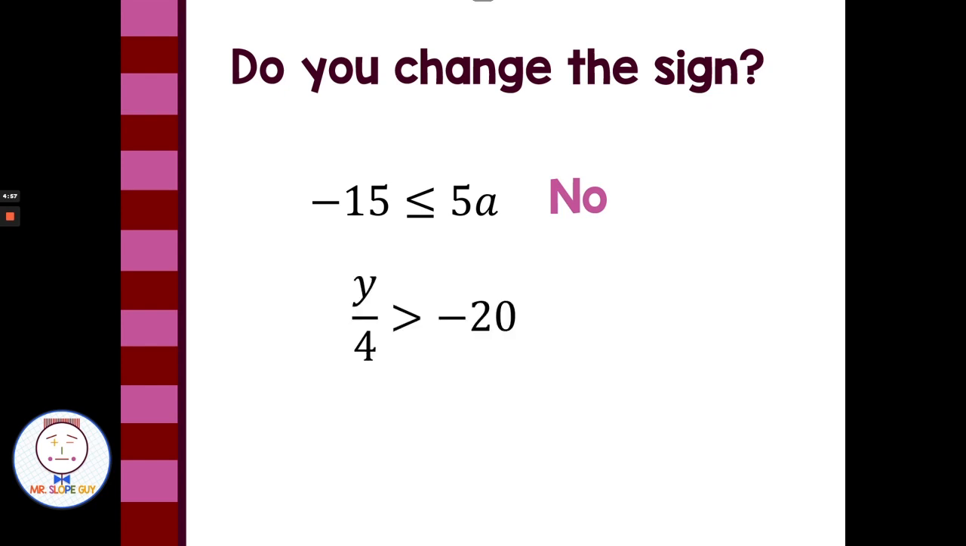How about y over 4 is greater than negative 20? I would solve by multiplying both sides by positive 4, so I don't switch the sign. What about negative 3m is less than negative 33? I would divide both sides by negative 3 to solve, so I would have to flip the sign. I'd have to change that less than to greater than in my solution. So if you multiply or divide both sides by a negative number while solving, you have to switch the inequality sign, the direction.